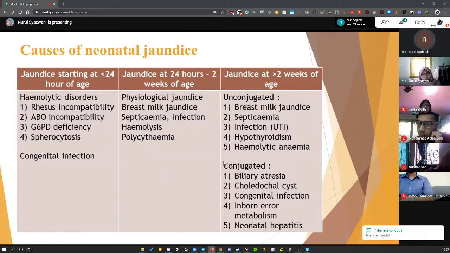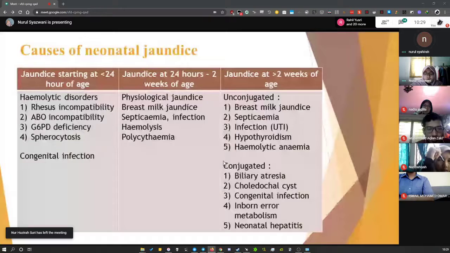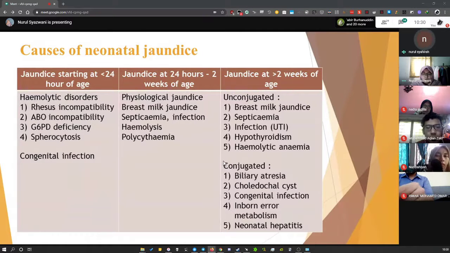Second, jaundice at 24 hours to 2 weeks of age may be caused by physiological jaundice, breast milk jaundice, septicemia, hemolysis, as well as polycythemia. Jaundice at more than 2 weeks of age can be divided into unconjugated and conjugated. The unconjugated can be caused by breast milk jaundice, septicemia, infection, hypothyroidism, as well as hemolytic anemia. The conjugated can be caused by biliary atresia, choledochal cyst, congenital infection, inborn error of metabolism, as well as neonatal hepatitis.